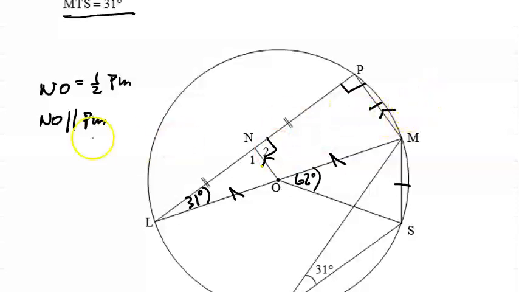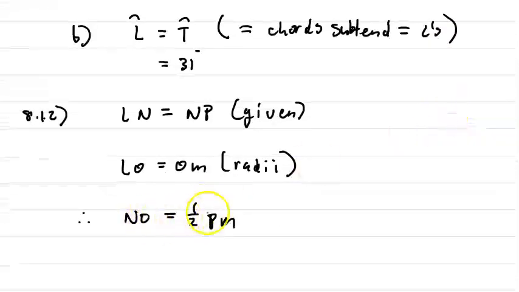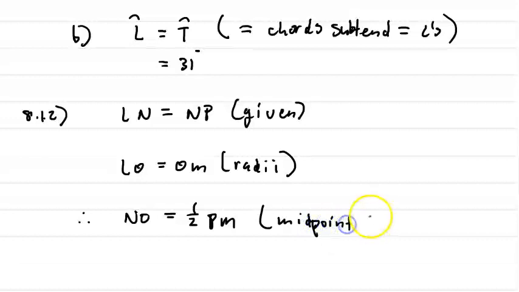Another way that we could prove that NO is parallel to PM is we could prove the converse of corresponding angles. What are these angles here? A 90-degree angle there, 90-degree angle there. So we could prove converse corresponding angles equal. Okay, so that's just additional questions that could have been asked in this question here. So let's complete our solution. NO is equal to half PM, and we'll write down the midpoint theorem.